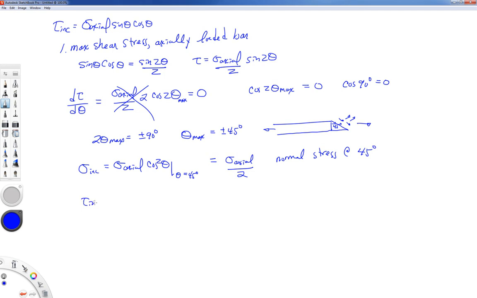The shearing stress value on the inclined plane at 45 degrees, the formula is sine theta cosine theta. If we put in 45 degrees, since the sine of theta and the cosine theta are equal to 1 over the square root of 2, both of them, we also get the value of sigma axial divided by 2. So if my axial normal stress was 50 ksi, at 45 degrees, I have 25 ksi for shearing stress and 25 ksi for an axial stress.